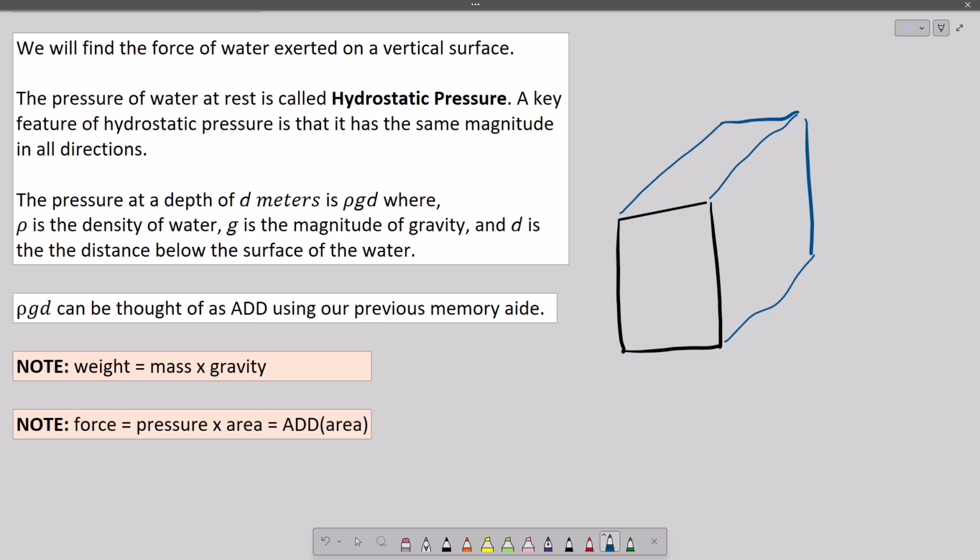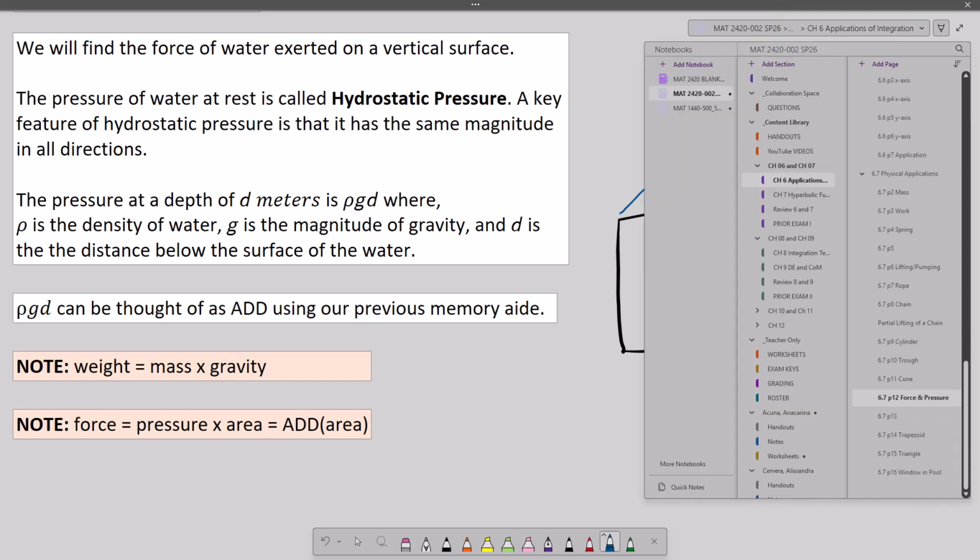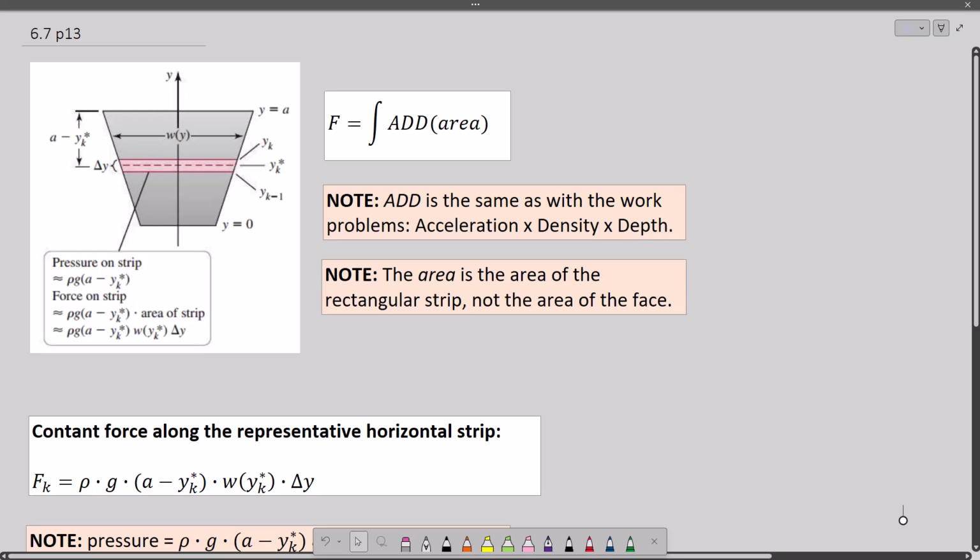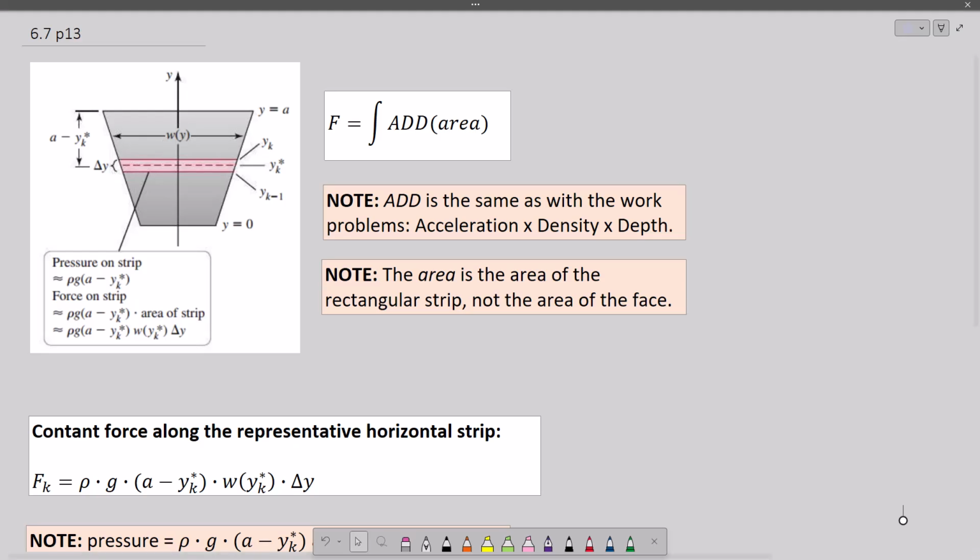When it comes to finding the force on the dam wall, it becomes very similar to what we just did finding the work in a lifting or pumping problem. It's just that we do ADD area instead of ADD volume because we've taken away one dimension. We're not looking at the volume anymore, and it doesn't matter how much water is behind it, so we're just looking at the face of the dam. We're going to use the exact same acronym, except that instead of an incremental volume, we look at an incremental area. The area is not the area of the face, it's the area of this strip.